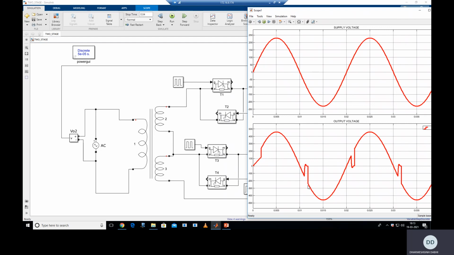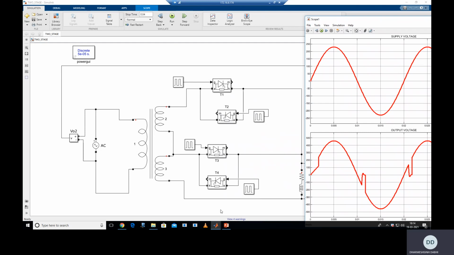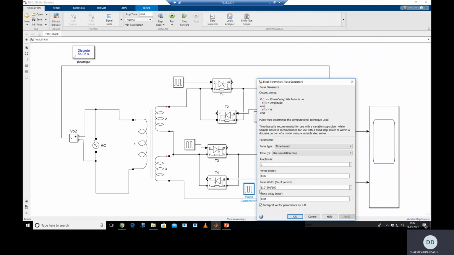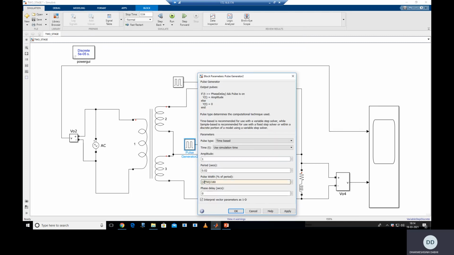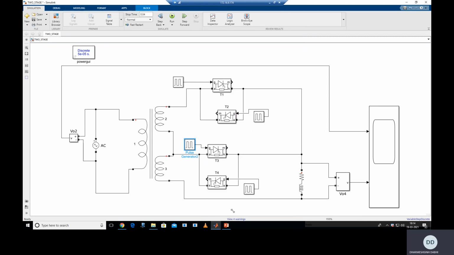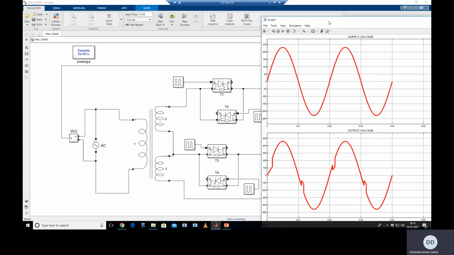But here your thyristor T4 will not turn on because you provided a very small width of gate pulse. So change the width of the gate pulse from 10 degree to 20 degree for both thyristors T3 and T4, so that they get a sufficient gate pulse and will turn on in the positive as well as the negative cycle. So let's again run this simulation and observe the waveform. Now you can check this waveform here.